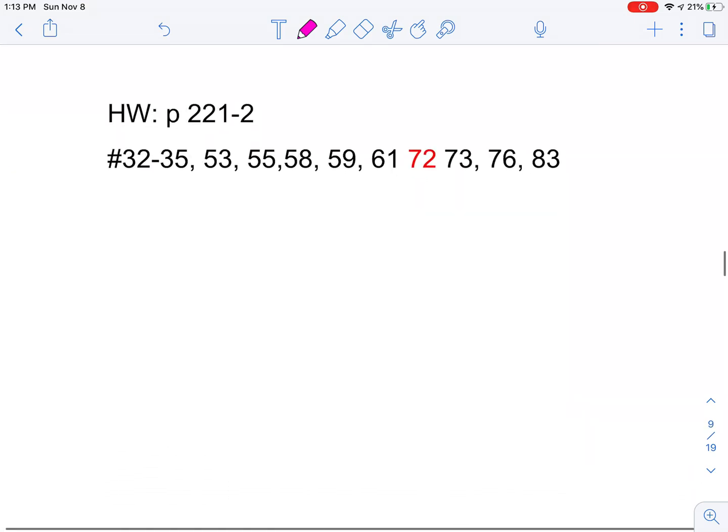Okay, so what I'm going to ask for you to do for homework is on pages 221 through 222, and it's these following numbers, number 72 being a challenge question.